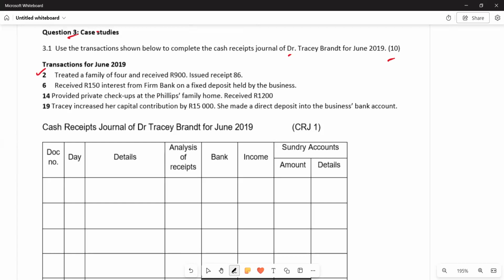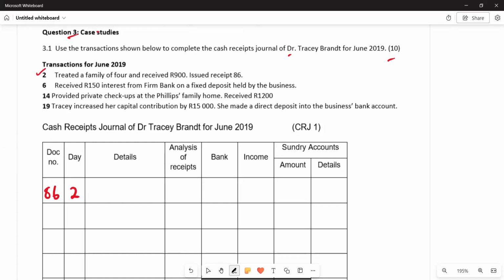On the first one, we see that this is a core activity because they treated a family of 4. So they received 900 rands. Obviously it's a receipt, and then issued receipt 86. So number 86 is going to come on our document column, and we're going to say 86. And then on the day column, we see that our day is 2, so we're just going to say 2.